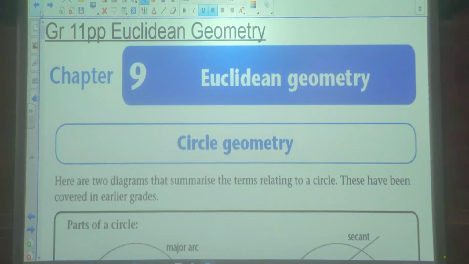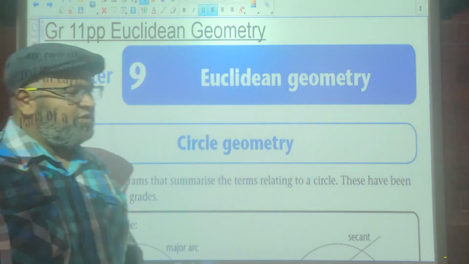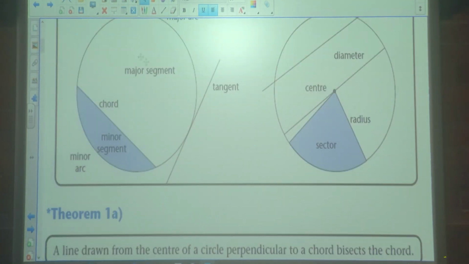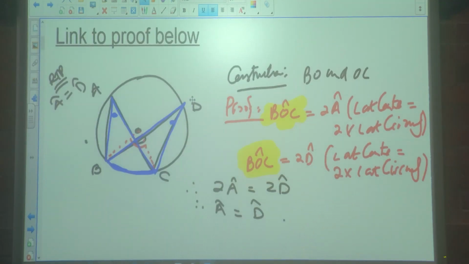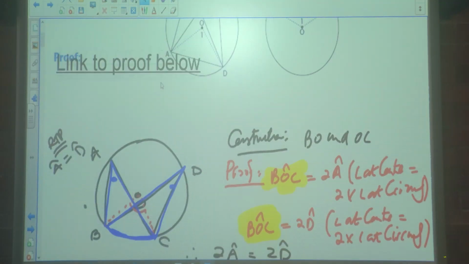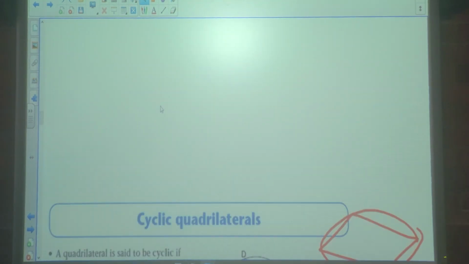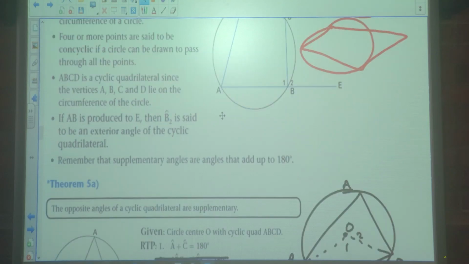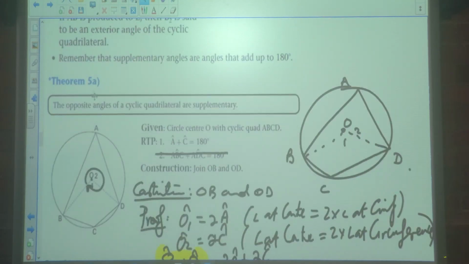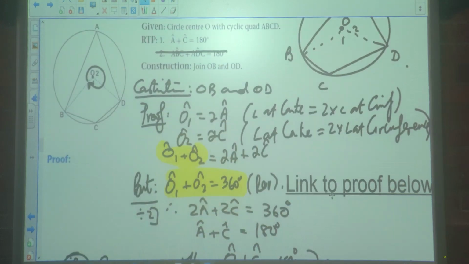Okay, good morning, class. So today we're looking at Euclidean geometry. We're looking at the examples for exercise 9.4.5, sorry. So at this point we have just proven the theorem that says, firstly we read through the points of a cyclic quad. Then we prove theorem 5a. The theorem that says that opposite angles in the cyclic quad are supplementary.